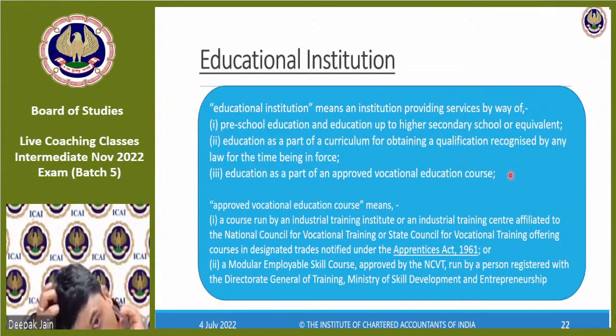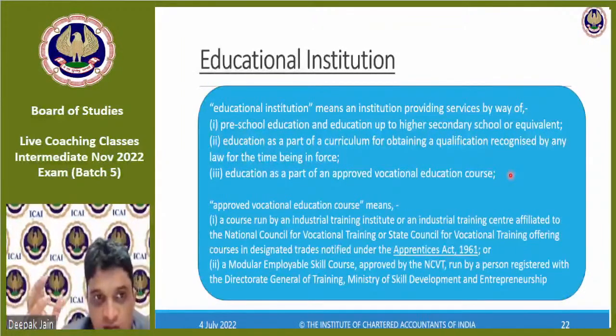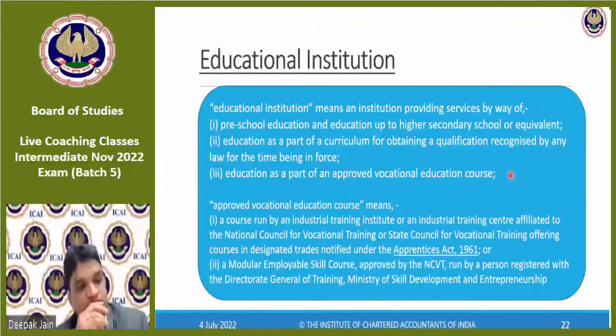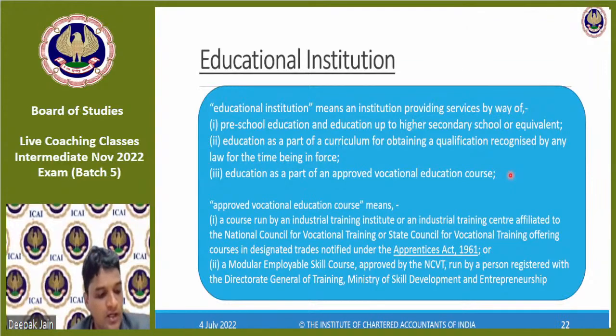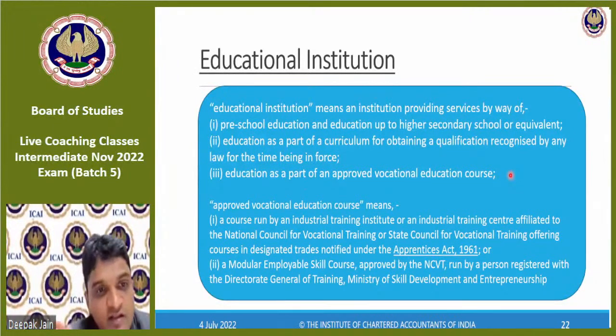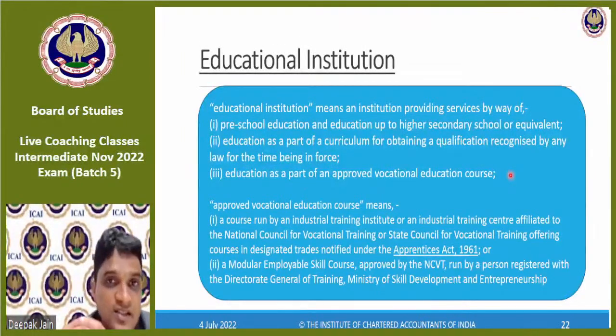Then education as a part of an approved vocational educational course. If that organization is providing education as a part of an approved vocational education course, meaning approved vocational education course is also defined, which means a course which is run by an industrial training institution or an industrial training center affiliated to the National Council for Vocational Training or State Council for Vocational Training, offering courses in designated trades notified under the Apprentices Act.